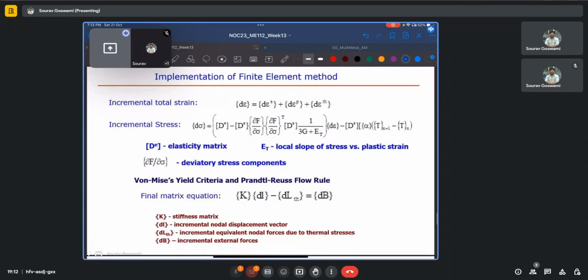And here we have the implementation of the formulation of the stresses and strains. So the total incremental strain is calculated as the sum of the elastic, the plastic, and the thermal strains, as well as some phase transformation induced strains, which can also be included in this formulation. Then we calculate the incremental stress using the elasticity matrix, the local slope of the stress versus plastic strain, the deviatoric stress components, and the von Mises yield criteria in conjunction with the Prandtl-Reuss flow rule.